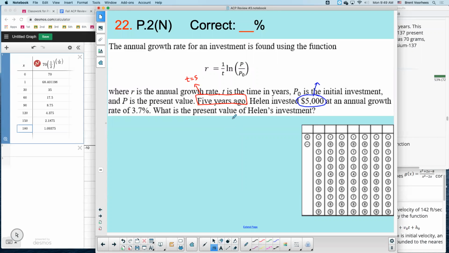The initial. Very good, because it says 5 years ago. So we're talking about in the past. This would be the initial, P0. Anytime you have a little 0 with a variable, that means the initial, by the way. At an annual growth rate of 3.7%. Well, so what is 3.7% as far as the equation is concerned? Which letter does that refer to?